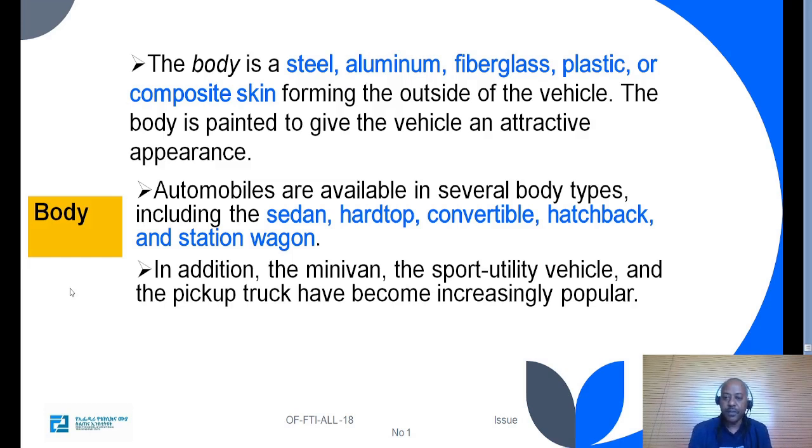The body. The body is a steel, aluminum, fiberglass, plastic, or composite skin forming the outside of the vehicle. The body is painted to give the vehicle an attractive appearance. Automobiles are available in several body types, including the sedan, hardtop, convertible, hatchback, and station wagon. In addition, the minivan, the sport utility vehicle, and pickup truck have become increasingly popular.